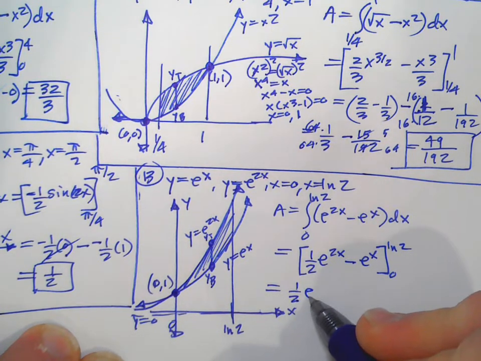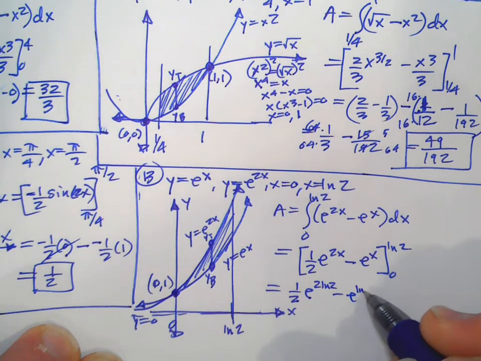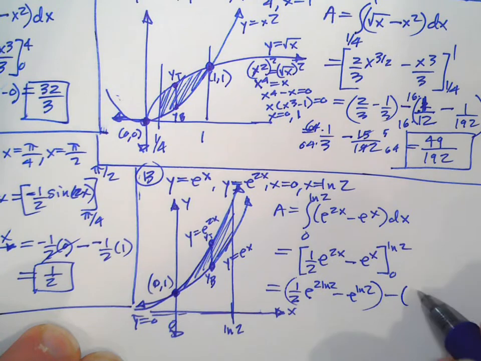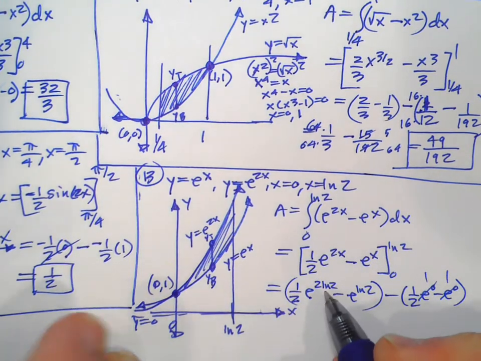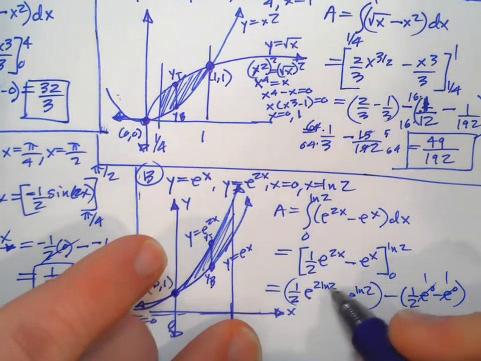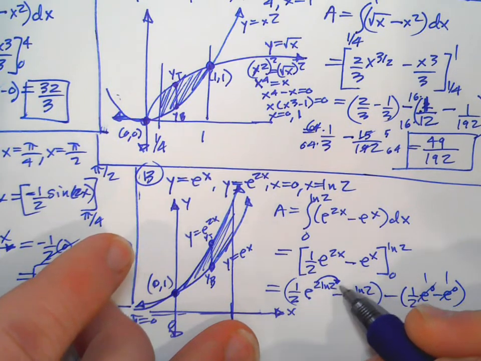So e to the 2 natural log of 2 minus e to the natural log of 2 minus 1/2 e to the 0 minus e to the 0. Those are going to become 1s. Now, this, we can't cancel the e in the natural log like this. There can't be a number in front. So you bring that in as an exponent. Now it's e to the natural log of 4. So that's going to be 4.